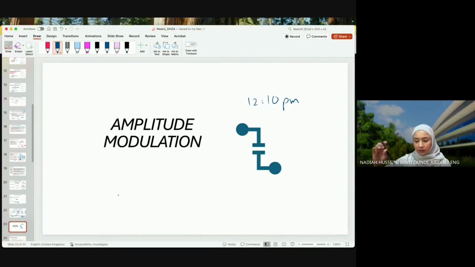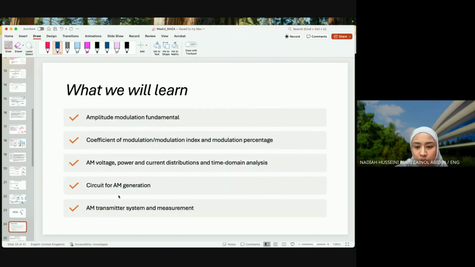Right. Okie dokie. Let's start with amplitude modulation. Okay, I want everyone to focus. This is your first modulation topic. What we will learn is amplitude modulation fundamentals, coefficient of modulation and modulation index, and modulation percentage. AM voltage, AM means amplitude modulation, voltage, power and current distribution, and time domain analysis. And then we have circuit for AM generation, AM transmitter system and measurement. I believe we can cover these three. Maybe this one for next class.